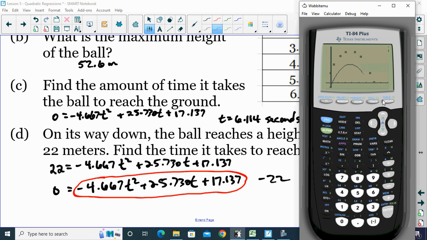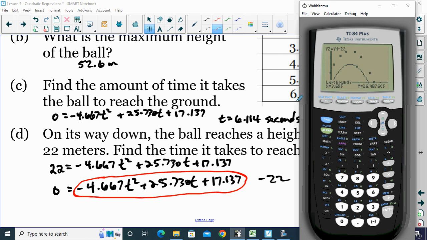Notice it doesn't go through the points. That's okay. I shifted it down by 22 units. I want to know, when is the equation 0? It looks like it's 0 right around here. But more importantly, it's 0 over here, because remember, it's asking on its way down, it reaches a height of 22 meters. So yes, it does pass through 22 meters here somewhere, but it's still on the way up. The height is still increasing at that point. So we want to calculate that 0 over there.